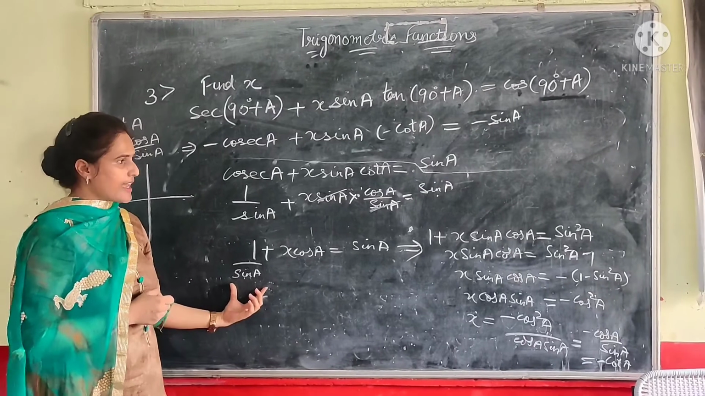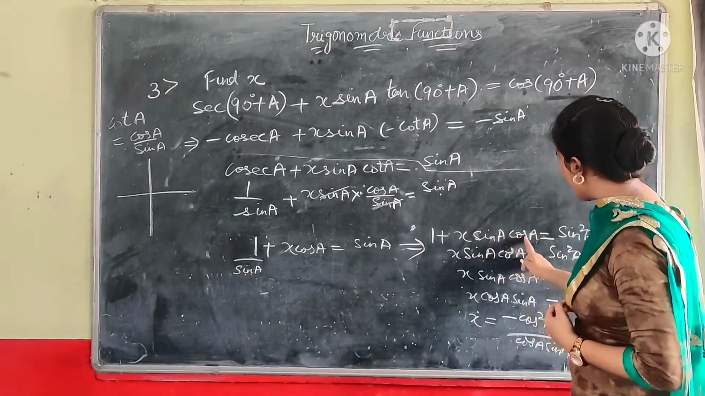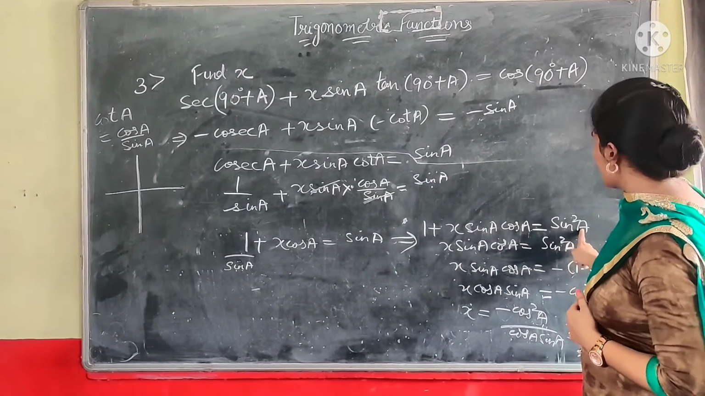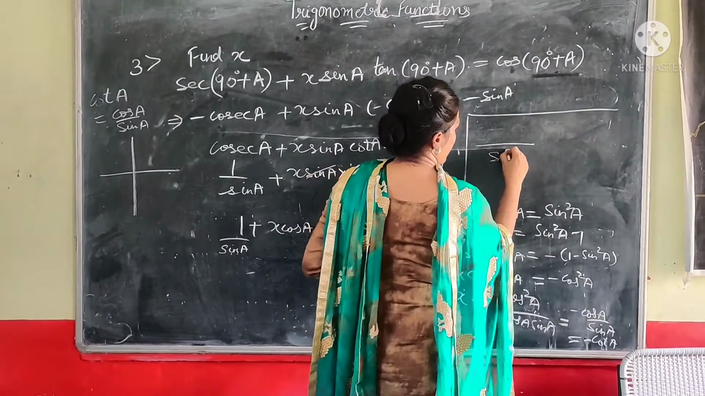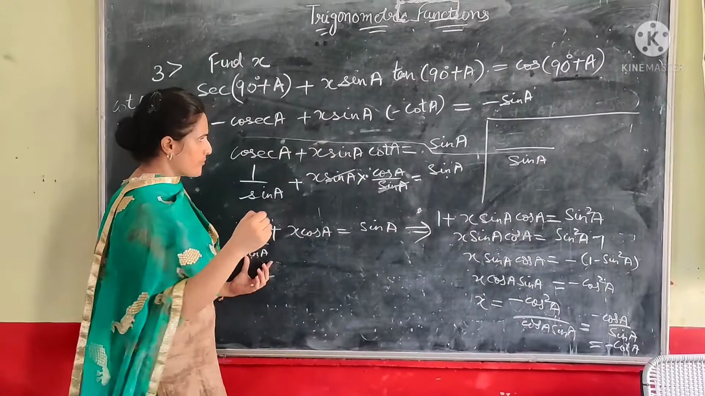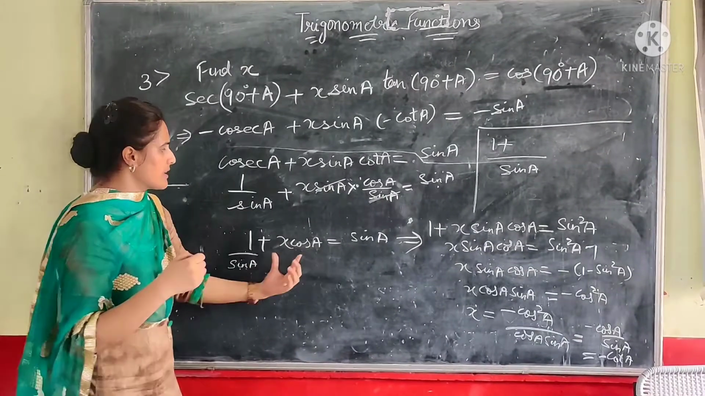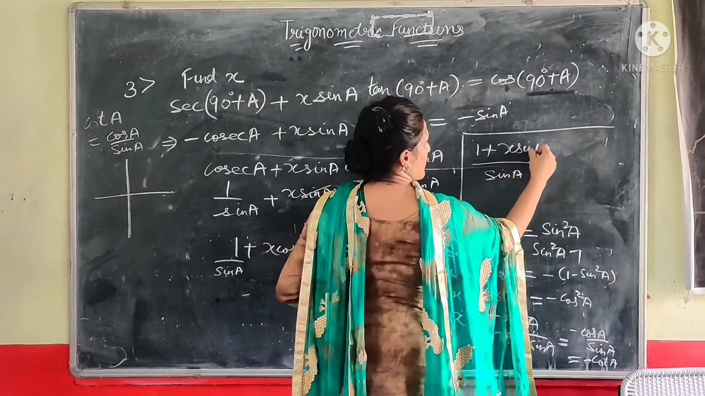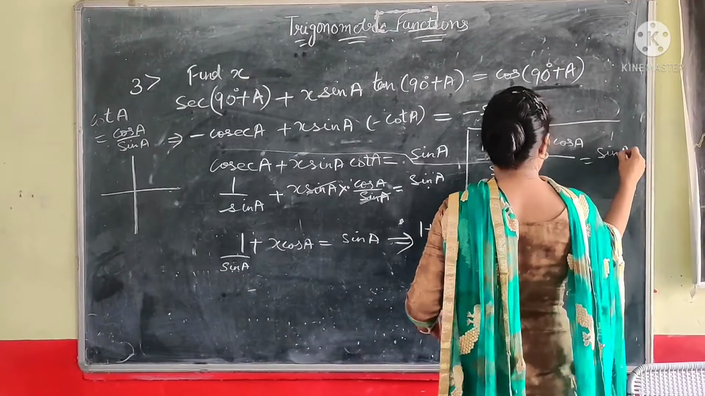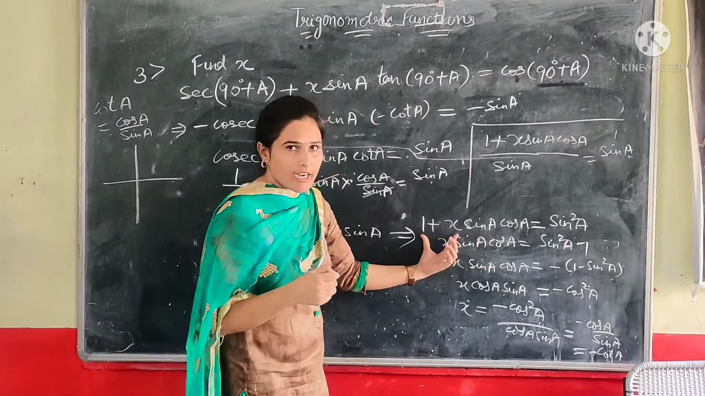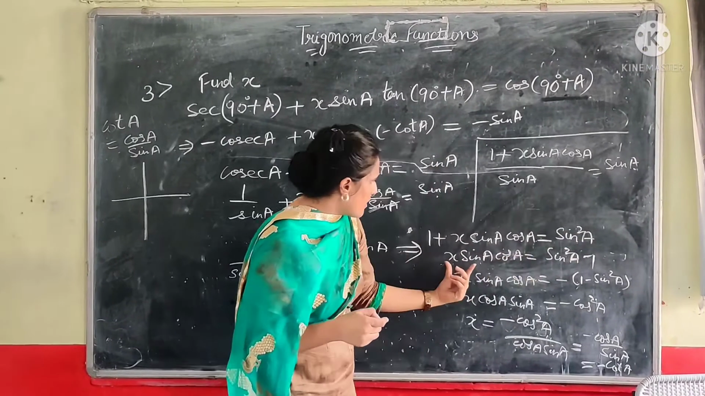Now take sin a as LCM, we get 1 plus x sin a cos a is equal to sin square a. Like sin a, taking LCM, 1 plus sin a, and this sin a is multiplied by this x sin a and cos a is equal to sin a. Now by cross multiplying we get 1 plus x sin a cos a is equal to sin square a.